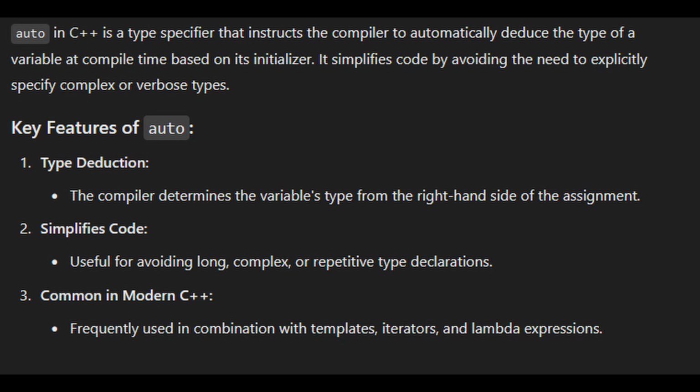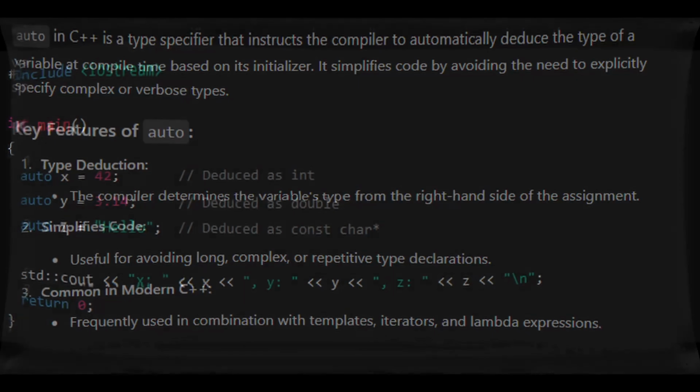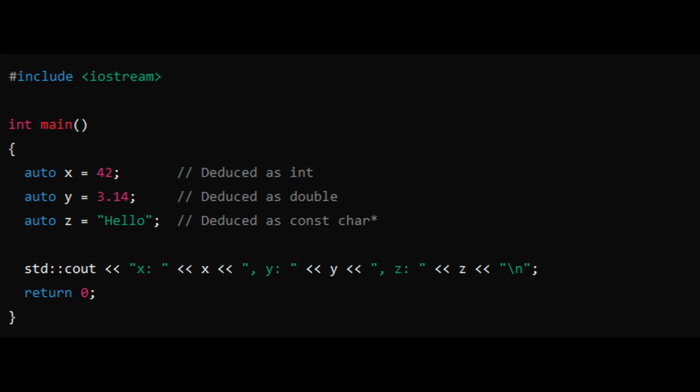Even with simple types, you can see here that you can make X an integer, Y a double, Z a char star. The compiler will look at the right-hand side and say, oh, you want this type.